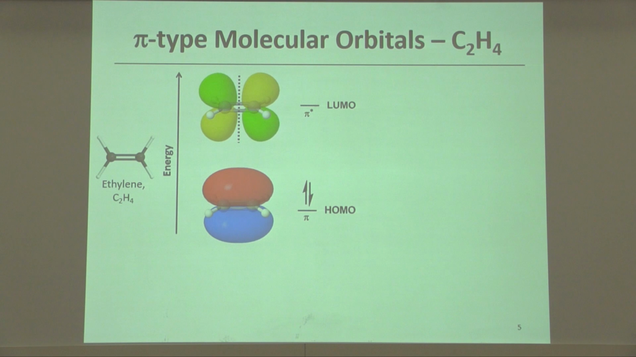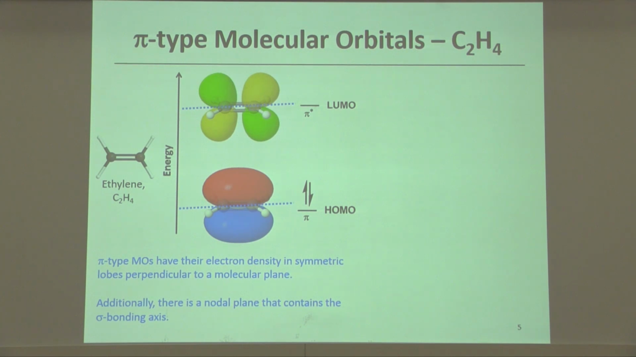Just like what we saw with the sigma-type orbitals, as we go up in energy from our lower energy orbital to our higher energy one, we increase the number of nodes. And that's due to the fact that in this lower energy orbital, we have very good overlap between the two orbitals making the pi bond. We don't have good orbital overlap in that higher energy pi star type orbital.